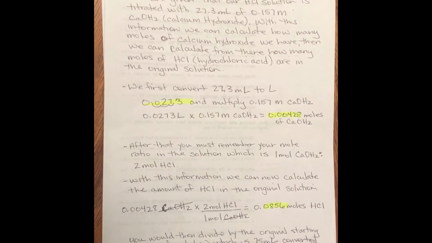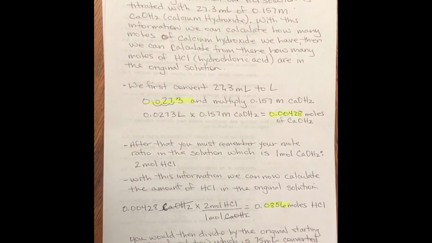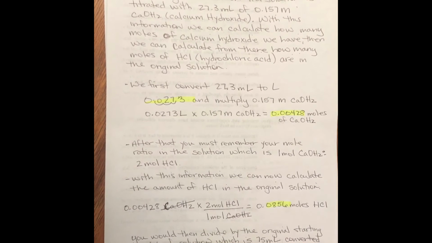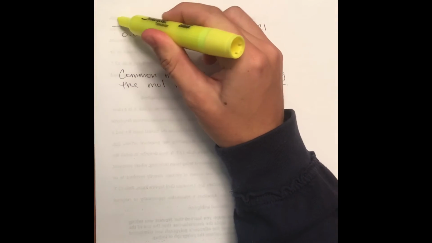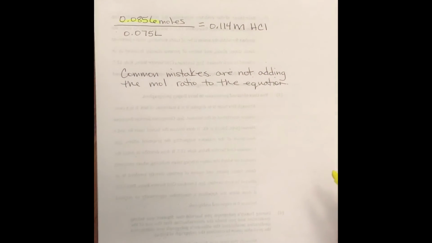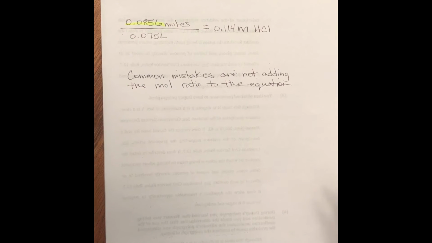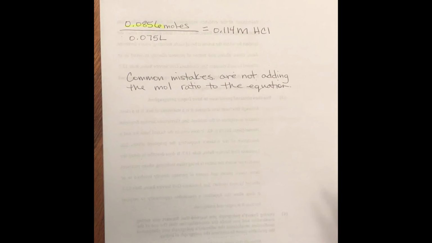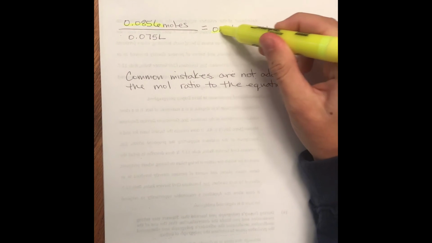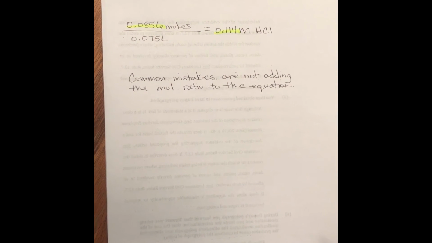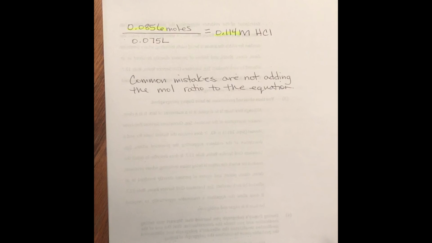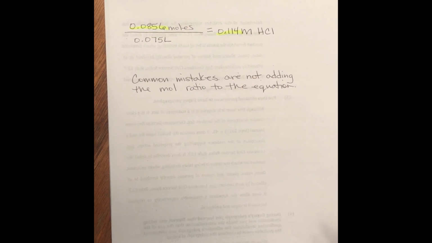Then you would divide by the original starting amount of solution, which is 75 milliliters converted into liters. That leads us to 0.0856 moles divided by 0.075 liters, which would equal 0.114 moles of hydrochloric acid. And some common mistakes are not adding the mole ratio to the equation.